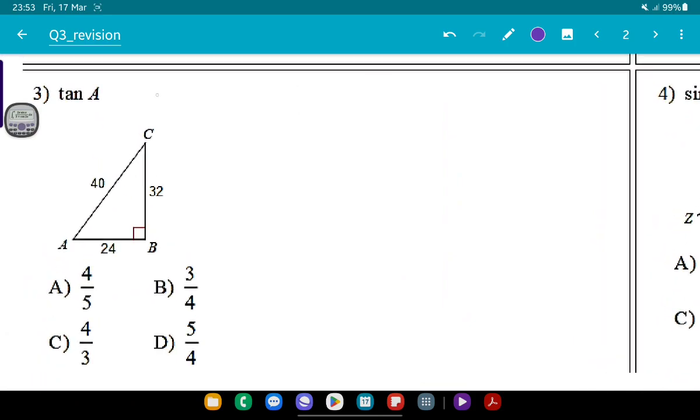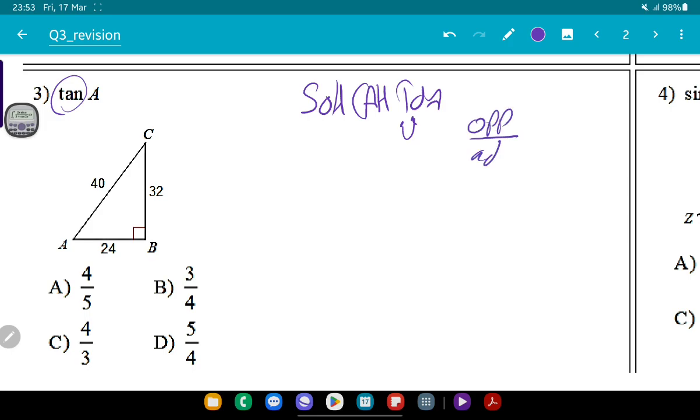Please remember SOHCAHTOA. Here we have tan, so tan is opposite over adjacent. Okay, opposite over adjacent. For which angle? Angle A. So in this case, angle A is here, and this is the opposite, and this is the adjacent. We said that this is the hypotenuse in all cases.